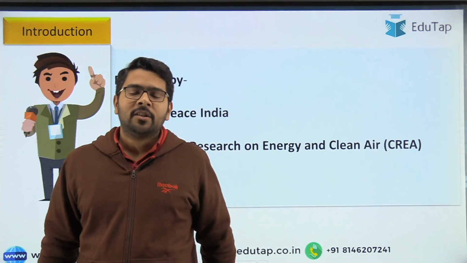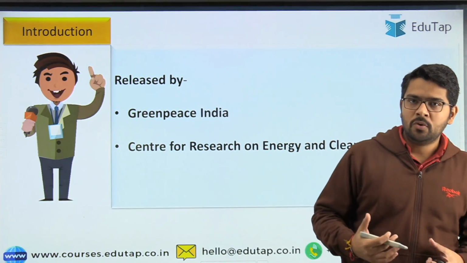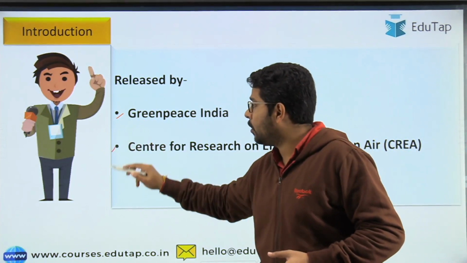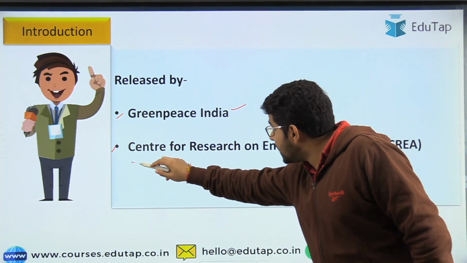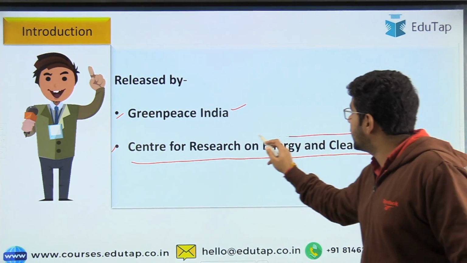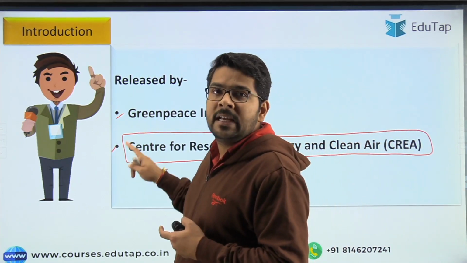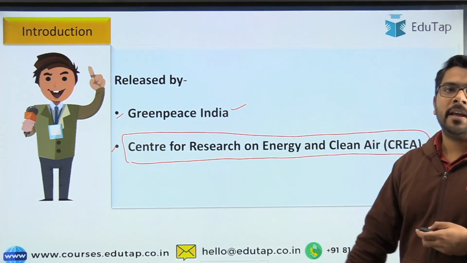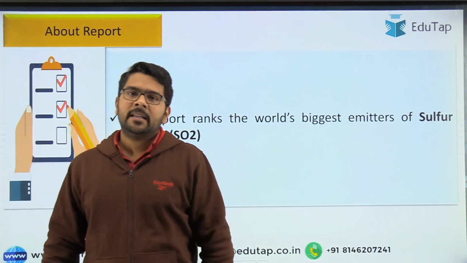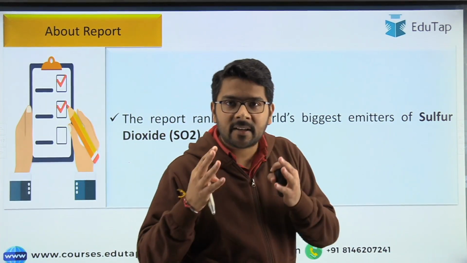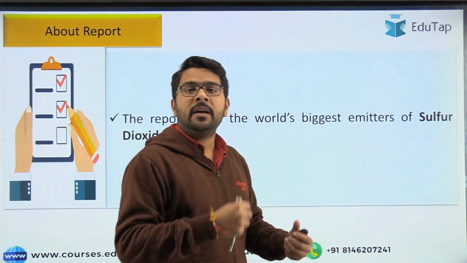So guys, coming to the introduction and the details of the report, I already mentioned what this report has to do with and who are the agencies involved in releasing it. This report is being released by Greenpeace India and the Center for Research on Energy and Clean Air. So guys, first question: the agency involved in releasing the report is Greenpeace India and the Center for Research on Energy and Clean Air. Now, coming to what this report is all about. I already explained that it ranks the economies across the world in terms of the release, or we can say emission, of sulfur dioxide.